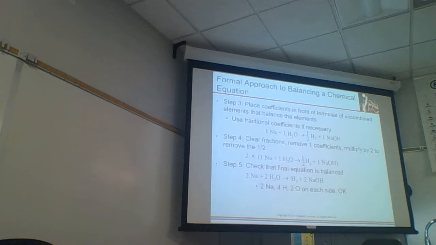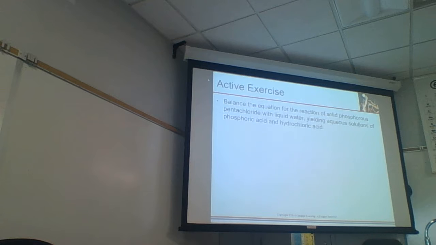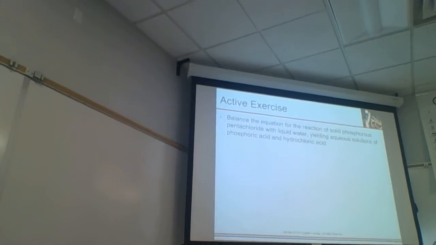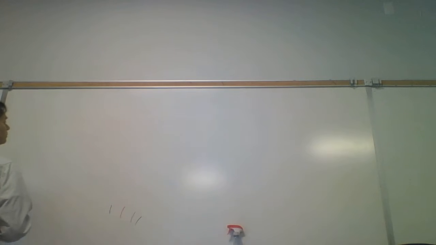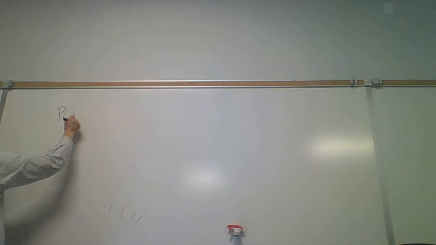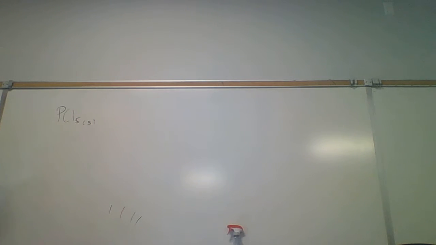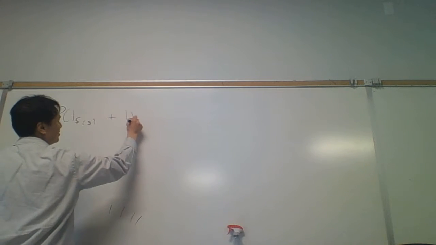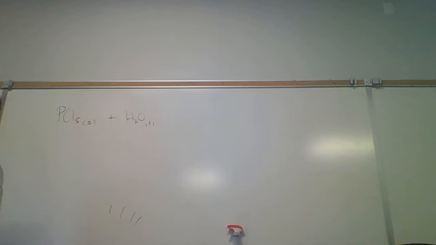So let's look at some problems here. This one is just a little long. Balance the equation for the reaction of solid phosphorus pentachloride with liquid water. First off, we got to get the formula for phosphorus pentachloride. What is the formula? PCl5. It's solid, so we'll write a little S there. And then it's reacting with liquid water, which is just H2O, liquid. H2O could be solid, liquid, gas.